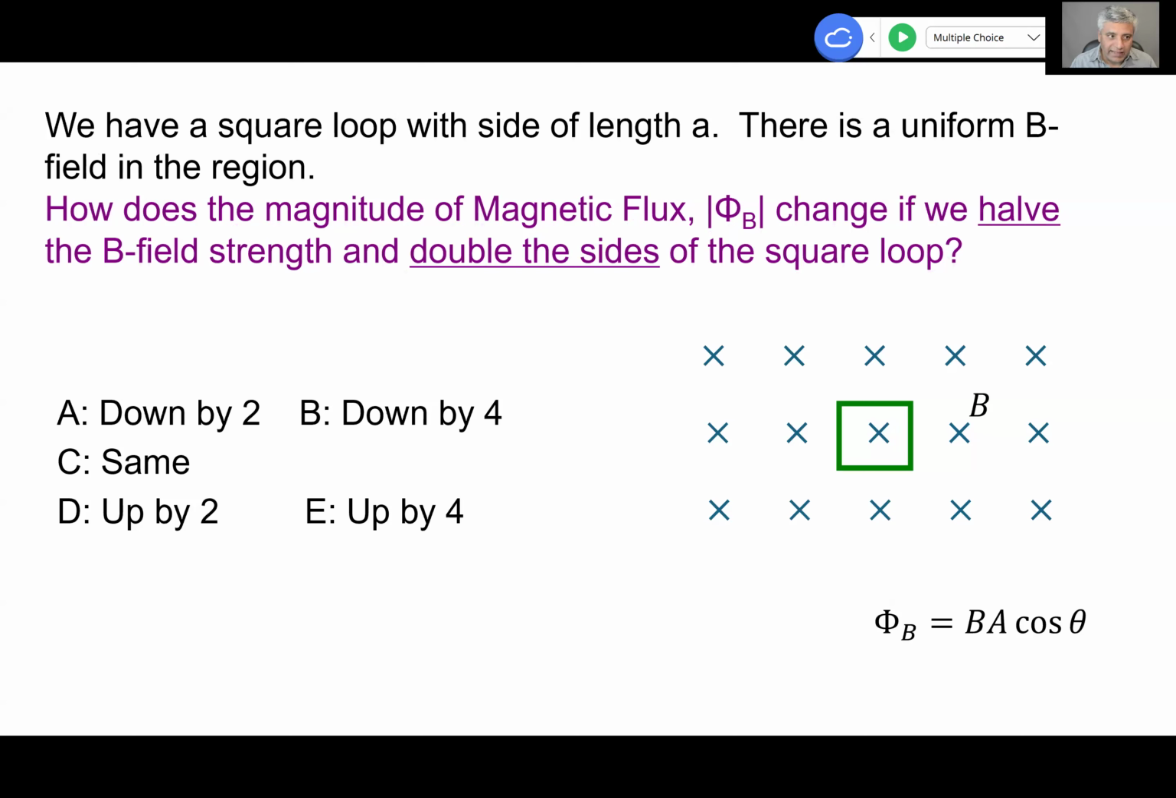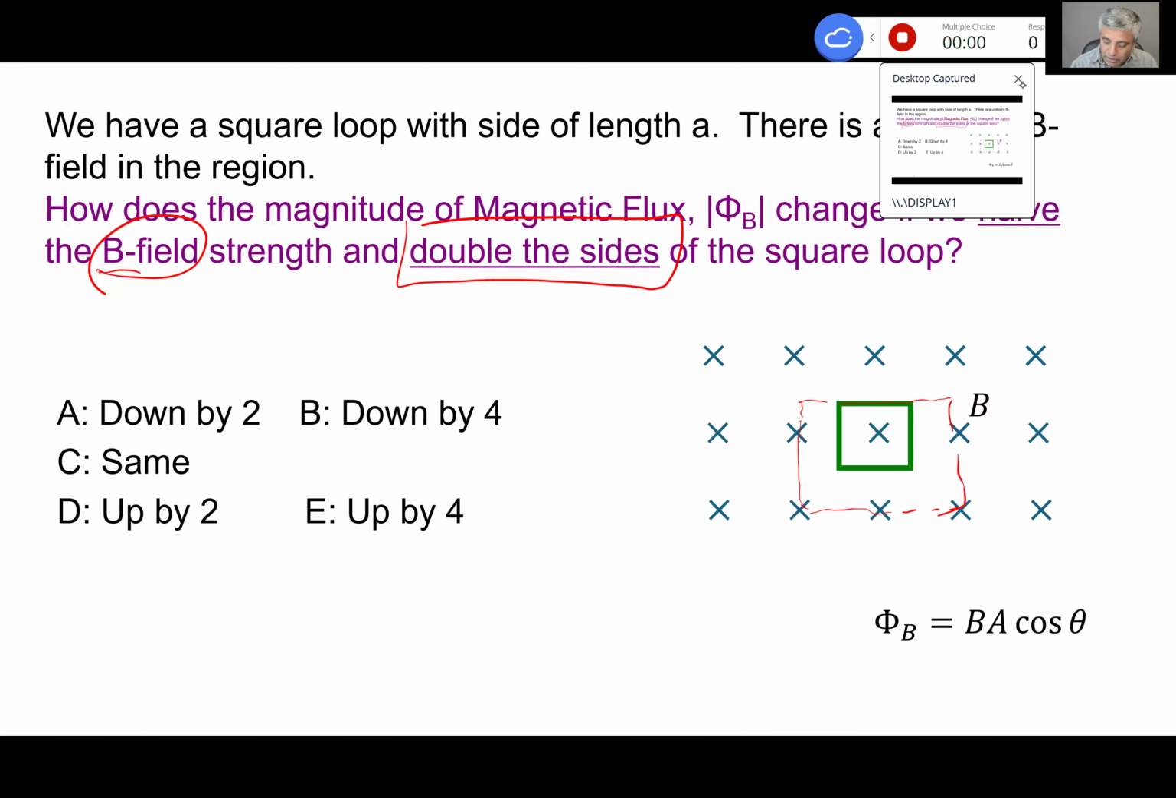Okay, folks, welcome back. So here is a question for you. We are changing two things. One is the magnetic field strength. Another one is the area, by changing the sides and making something like that. So anyway, I'm opening the poll, and you have 1 minute and 30 seconds to poll on this.